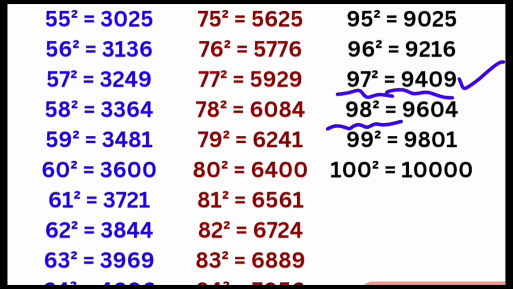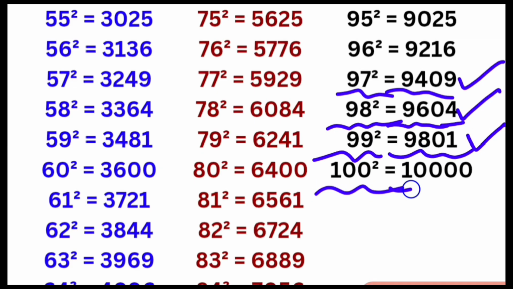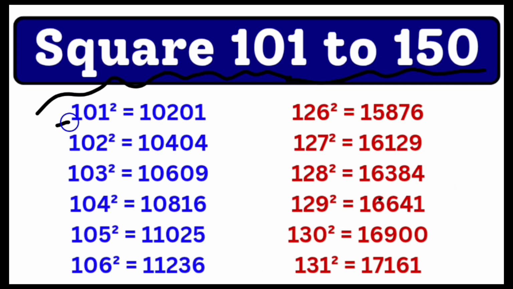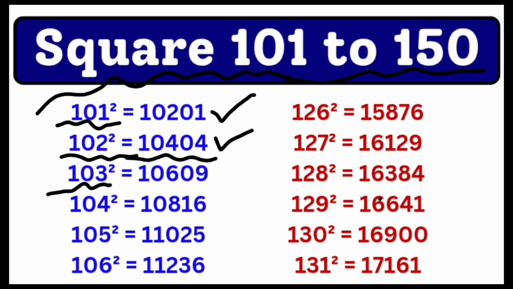Square of 97 is equal to 9409. Square of 98 is equal to 9604. Square of 99 is equal to 9801. Square of 100 is equal to 10,000. Square of 101 is equal to 10,201. Square of 102 is equal to 10,404. Square of 103 is equal to 10,609. Square of 104 is equal to 10,816.